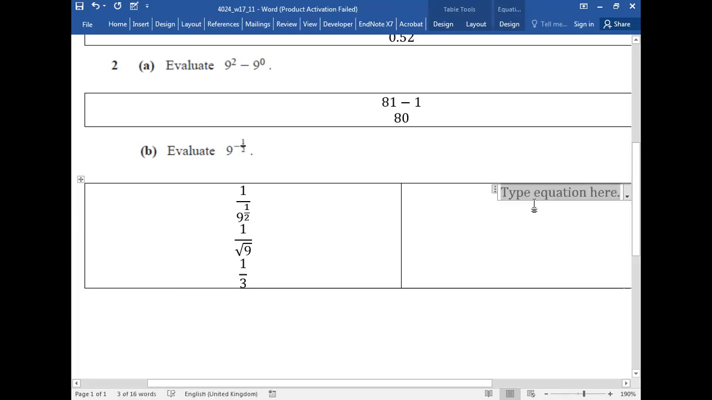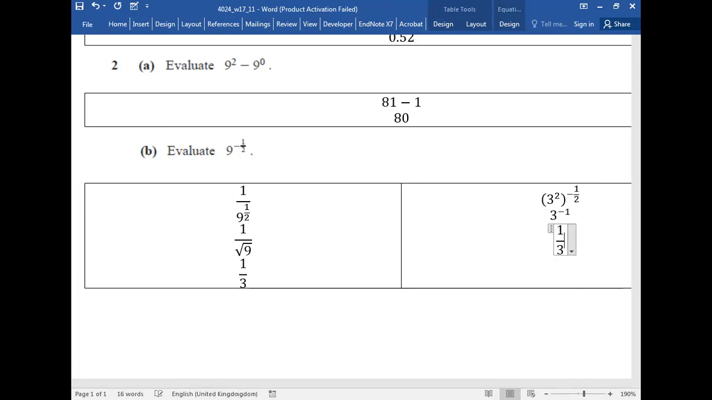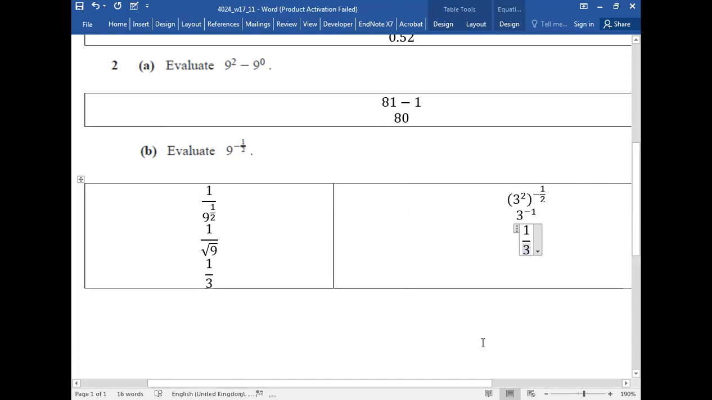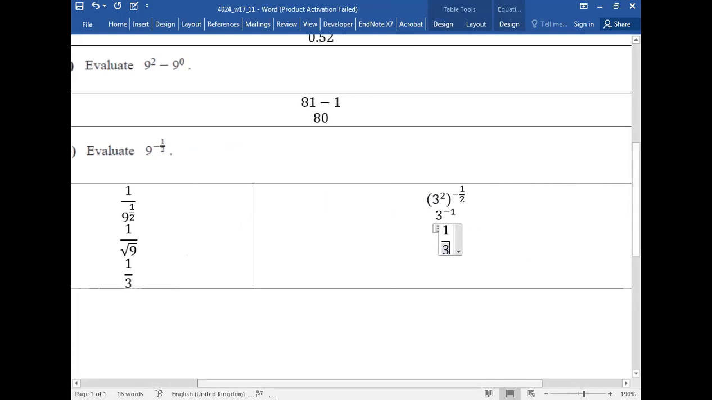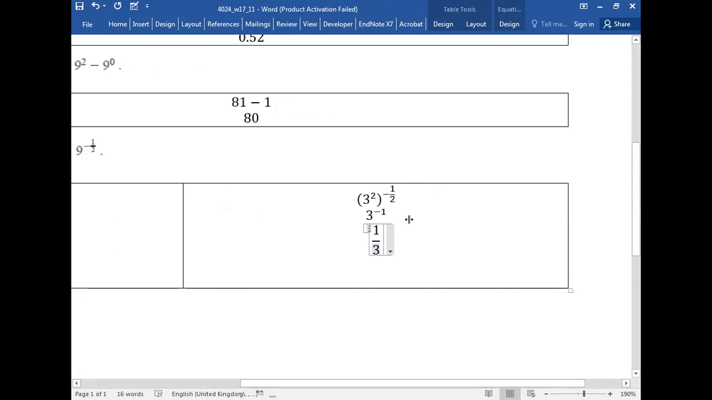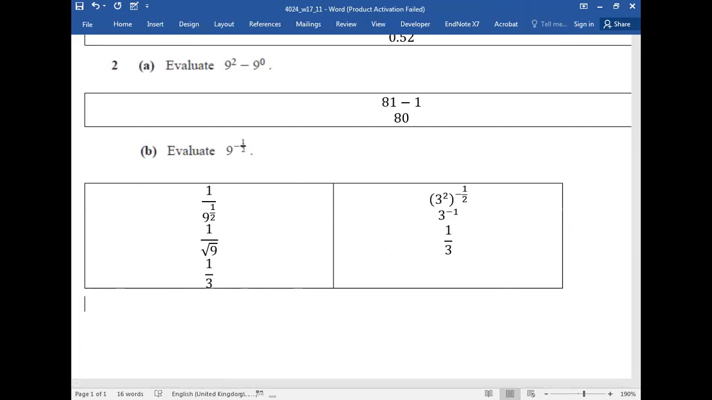Again, another way to do this is to make prime bases. Instead of 9, can I write 3 square? And the entire thing has a power negative half. So powers multiply, and 3 gets a power of -1, which is 1 over 3. 3 went down, so the power changes its sign and becomes +1. Is this clear? Understand both ways, write it both ways. Prime bases is an easier way, and that can be applied to many questions.